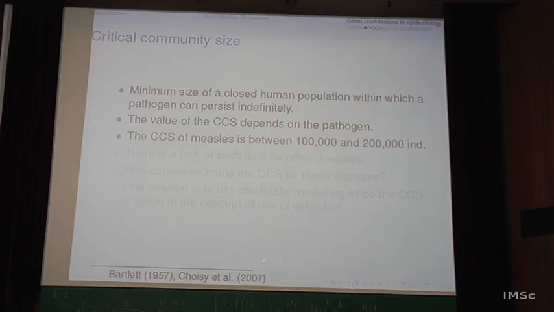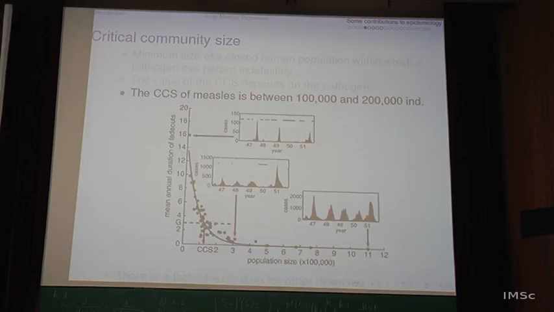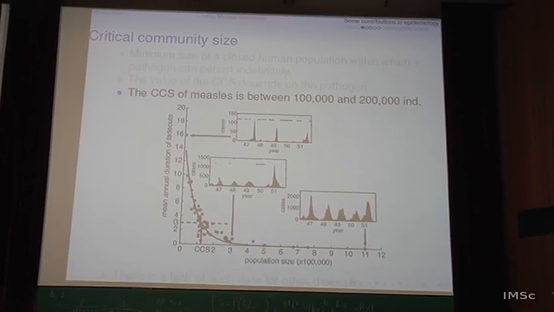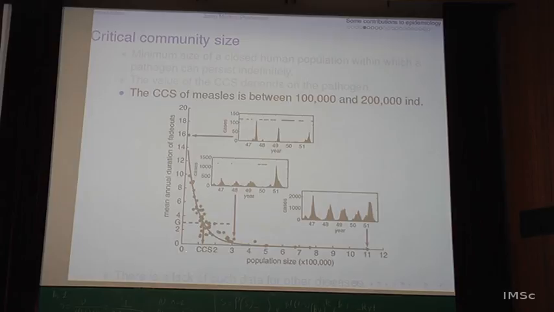And so, for instance, we know that for measles, so I'm going to take measles as an example, this population size should be between 100,000 and 200,000 individuals. And that comes from empirical data. So I think it's Bartlett who did that. What he did is that he looked at different cities, so every point is a different city.